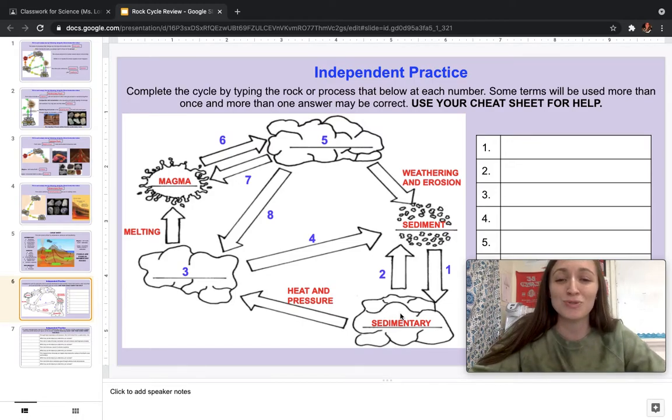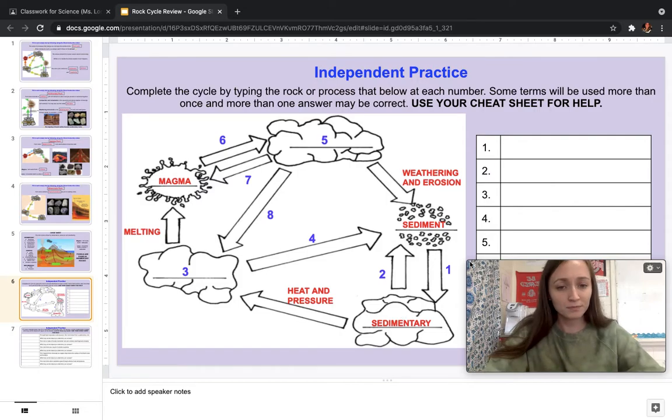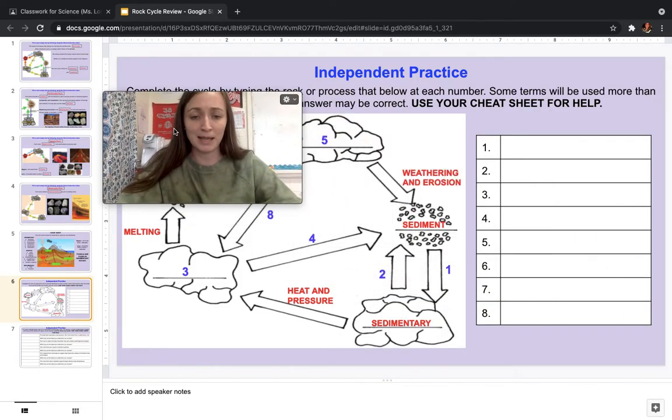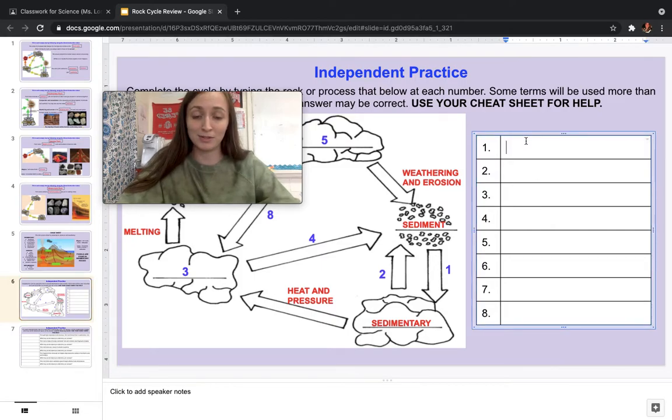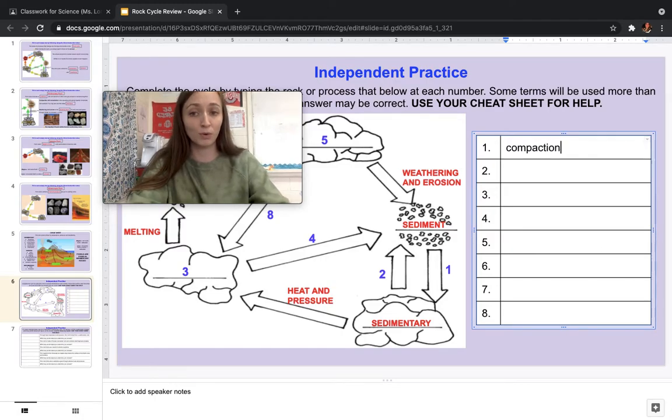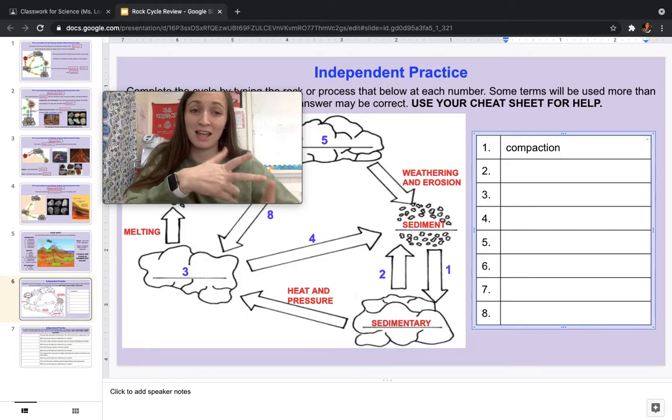So what you need to do is take a look at the cycle and fill in the missing parts. So for example, right here, number 1 is on the arrow. So this is asking, okay, how did we get from sediment to sedimentary? Because remember, the arrow is pointing from sediment to sedimentary. So I remember that sediment turns into a sedimentary rock by compaction is one way. There are 2 other words you can put there. That'd be cementation and lithification, but I just need 1 word.